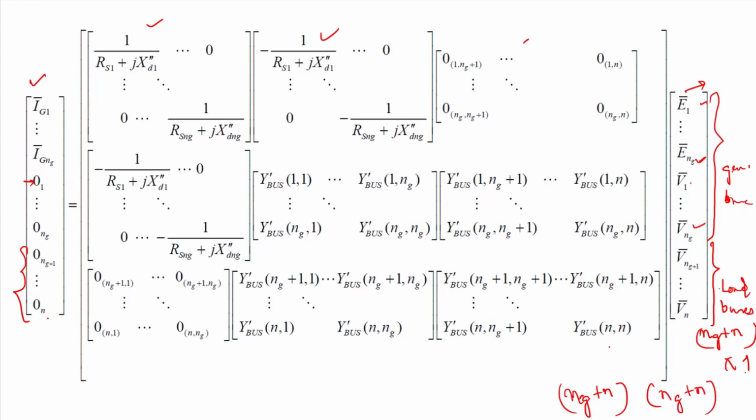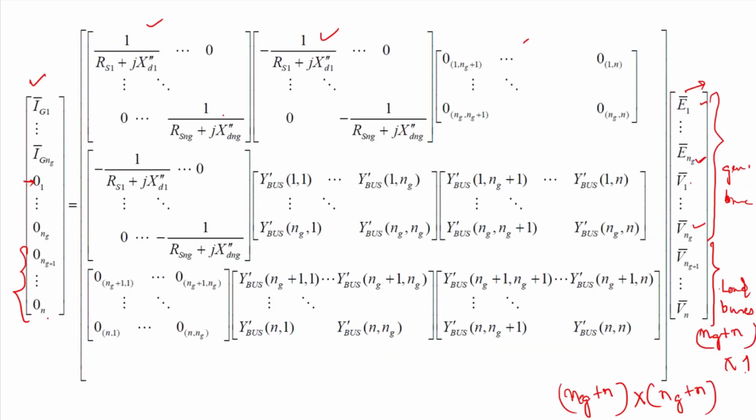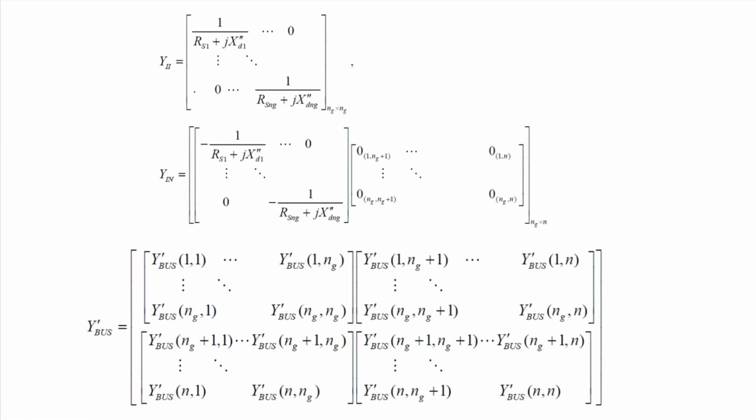Okay. So now the size of the Y bus matrix is increased by NG. That means NG more number of columns and rows are added, right? That means the size of the matrix became (NG plus N) by (NG plus N), the Y bus matrix. Okay, now each of these components, let us represent it as Y2, right? And this is Yii and Yin.